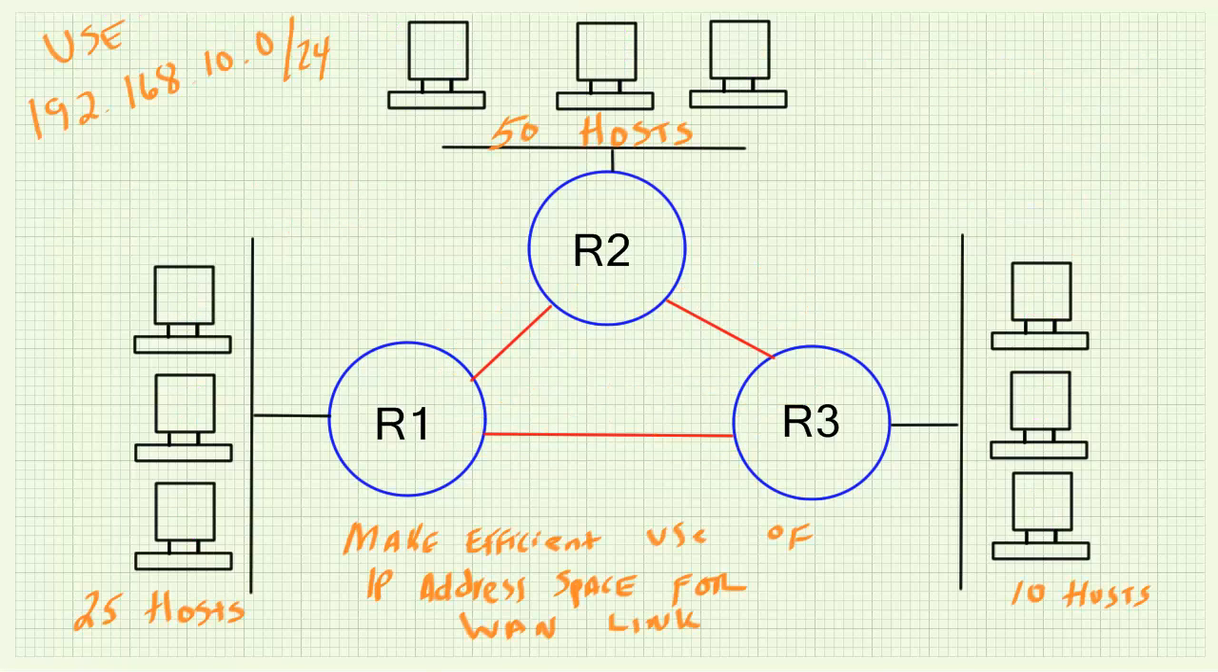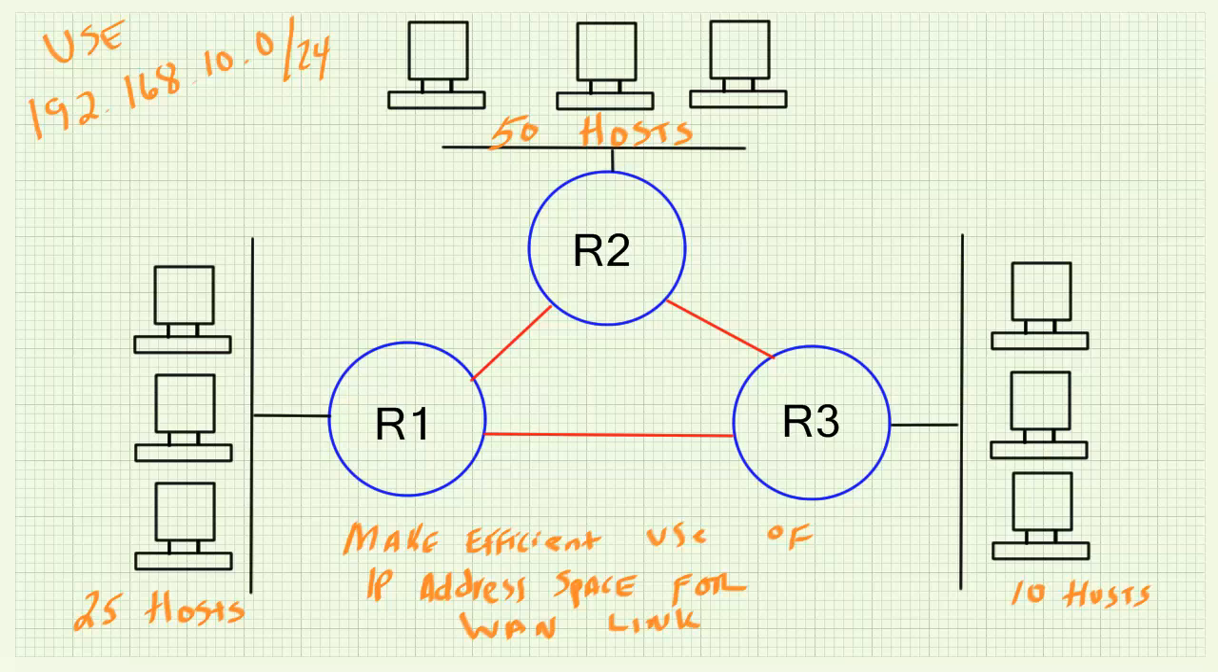Okay, so let's explore how we might use subnetting to make a more efficient allocation of IP addresses in the network topology that we saw before. Now, the first step in any sort of design process is to gather the requirements. So here's what we have. We have been given the 192.168.10.0/24 network. That's the address space that we have to work with, and that's all we have to work with.